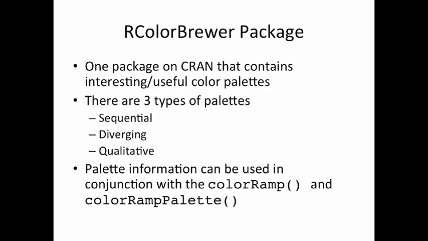The last color palette is the qualitative palette, which is just used to represent data that are not ordered. So these can be factors or categorical data that don't have any specific ordering, they just have different values. So the palette information that you get from the RColorBrewer package can be passed to functions like colorRamp and colorRampPalette to be used in the plotting functions in R.